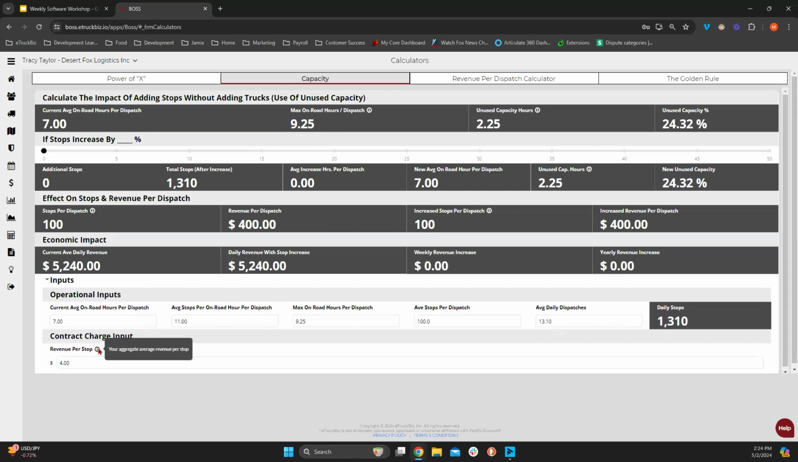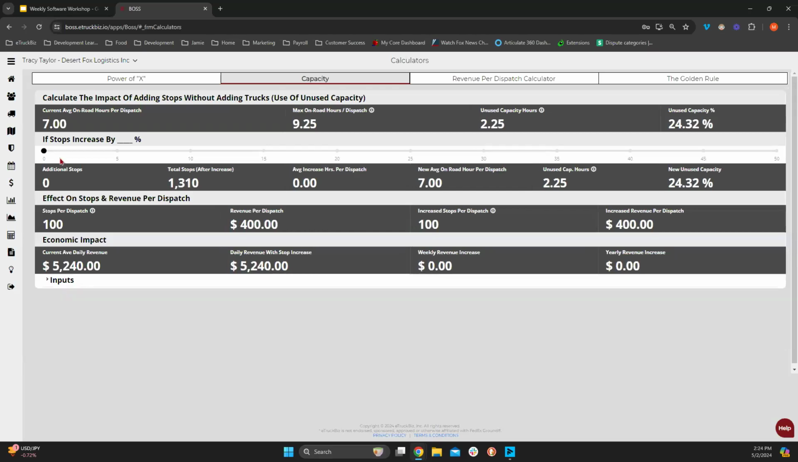And then you want to make sure that you check that your average revenue per stop is in here. So we know that you get paid differently for different types of stop and things like that. So make sure that it is your average there. And once you put all of that in, it's going to show you. So right now, if my stops increase by nothing, this is what you're looking at, okay?